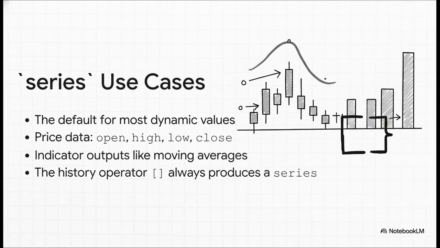The open, high, low, close prices, all series. The line plotted by a moving average, that's a series too. Anytime you use those square brackets to look back at a previous bar's value, the result is automatically a series. It's the default for a reason.